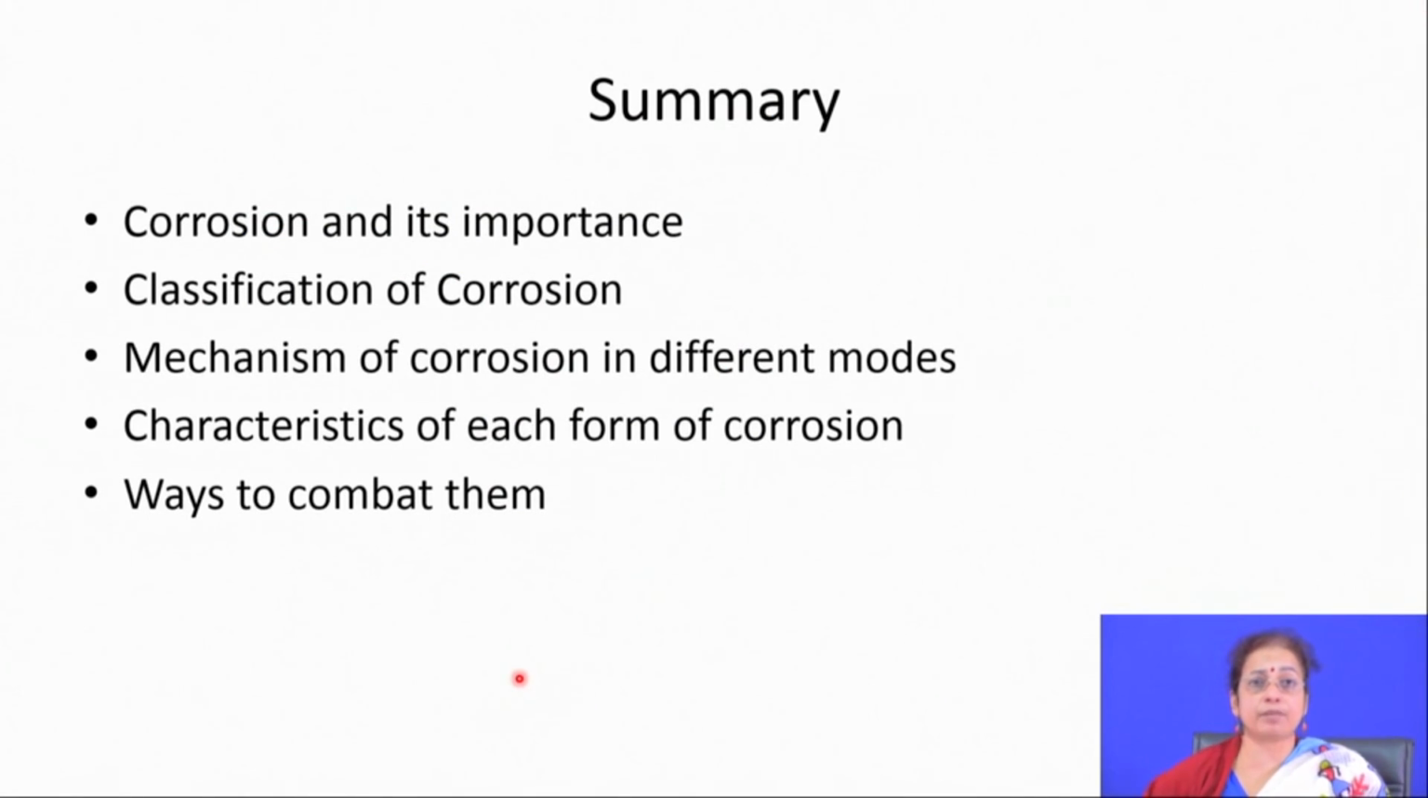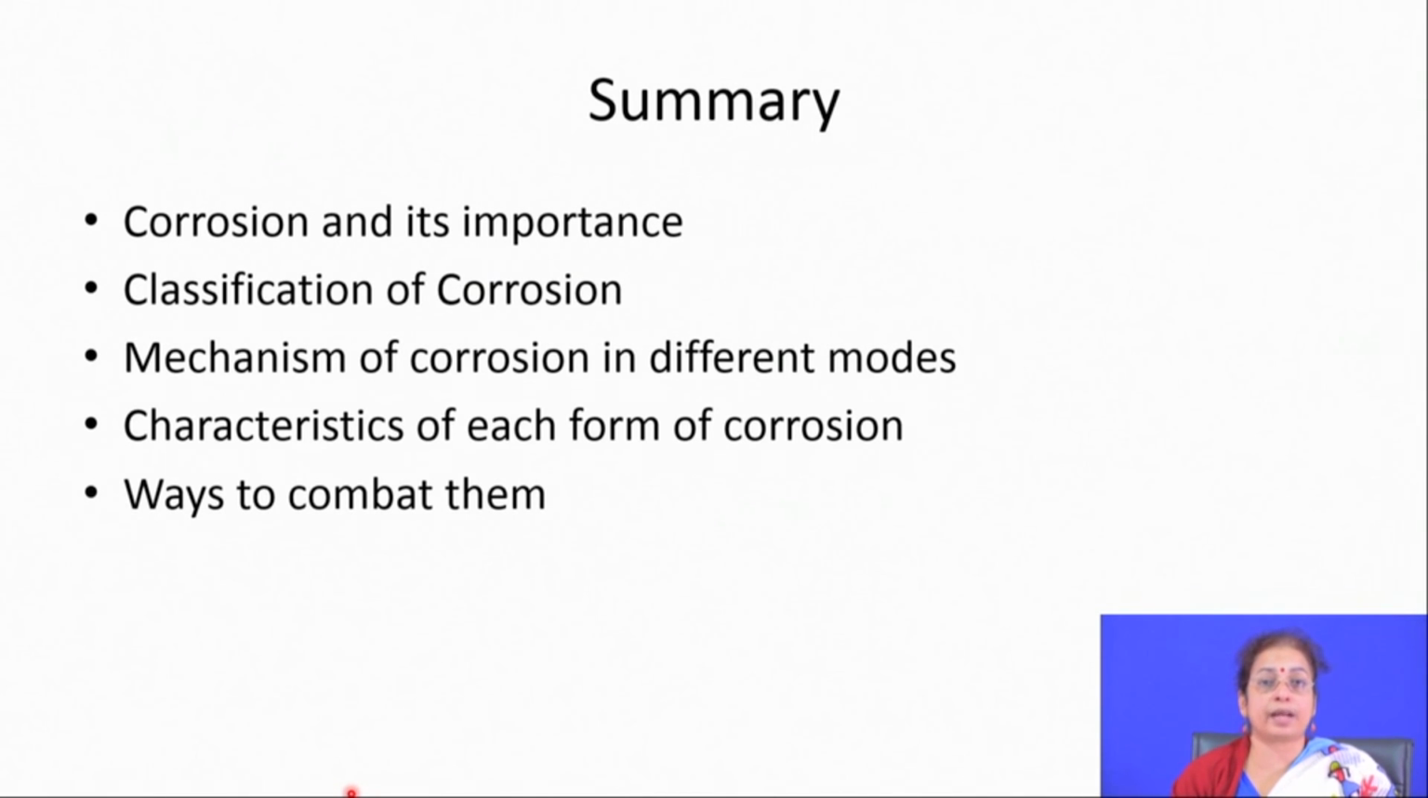So, in summary, in the last 6 talks we discussed different types of corrosion and their importance. We also saw different classifications: broadly it may be classified into 3 types, aqueous corrosion, high temperature oxidation and liquid metal corrosion. Aqueous corrosion may further be classified into 8 categories depending on the mode by which it proceeds. We also discussed the mechanism of corrosion in different modes and the characteristics of each form of corrosion. It is very important that you know these characteristics.